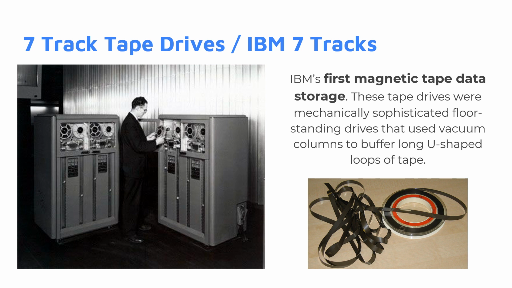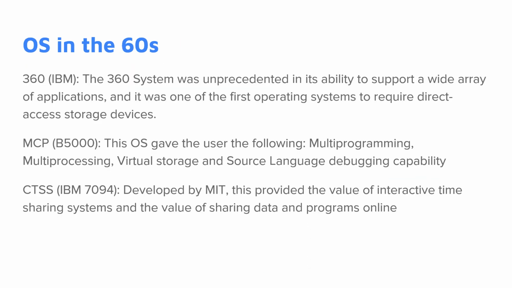And next up, we have the 7-track tape drives, or IBM 7 tracks. These were IBM's first magnetic tape data storage. These tape drives were mechanically sophisticated floor standing drives that used vacuum columns to buffer long U-shaped loops of tape.